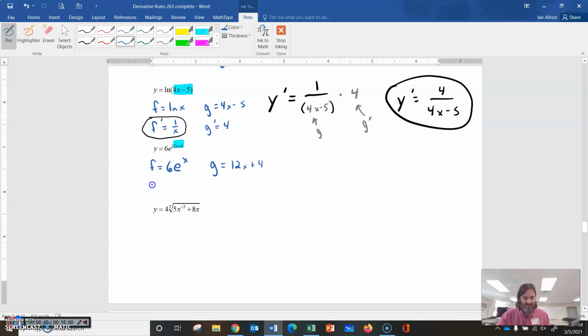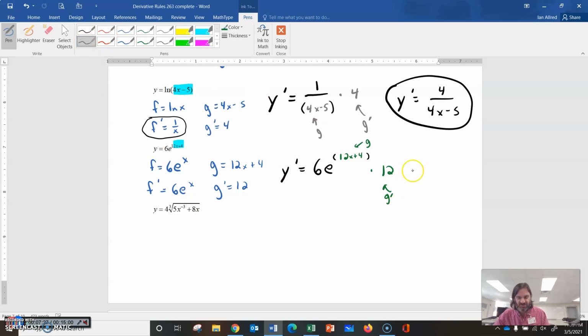In that case, f prime will be 6e to the x, and g prime will be 12. So we'll put this back together. y prime will be f prime, which is 6e to the, and we need a placeholder up here, g, which was 12x plus 4. So it does look a lot like the original, but then it'll be times g prime, which is 12. This is the original g, and this is the g prime.